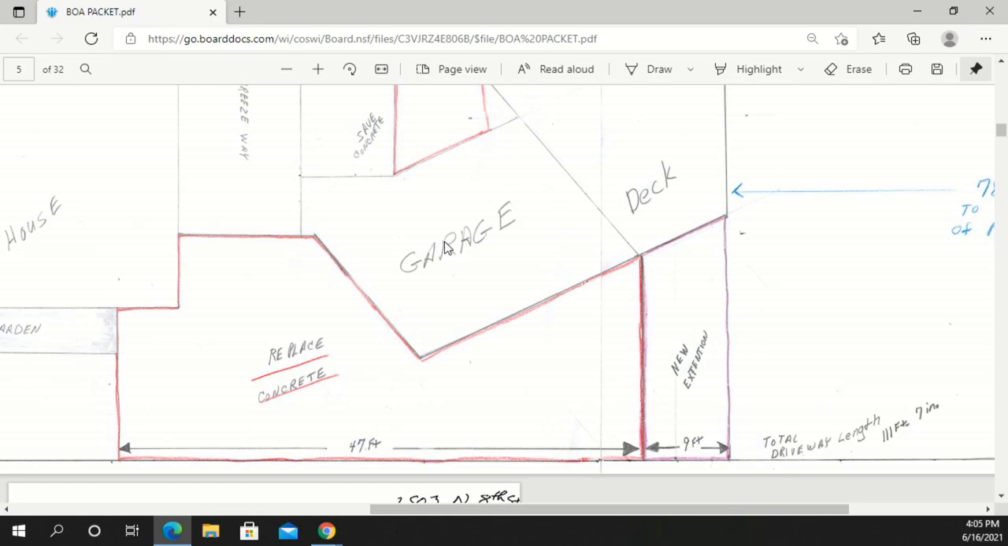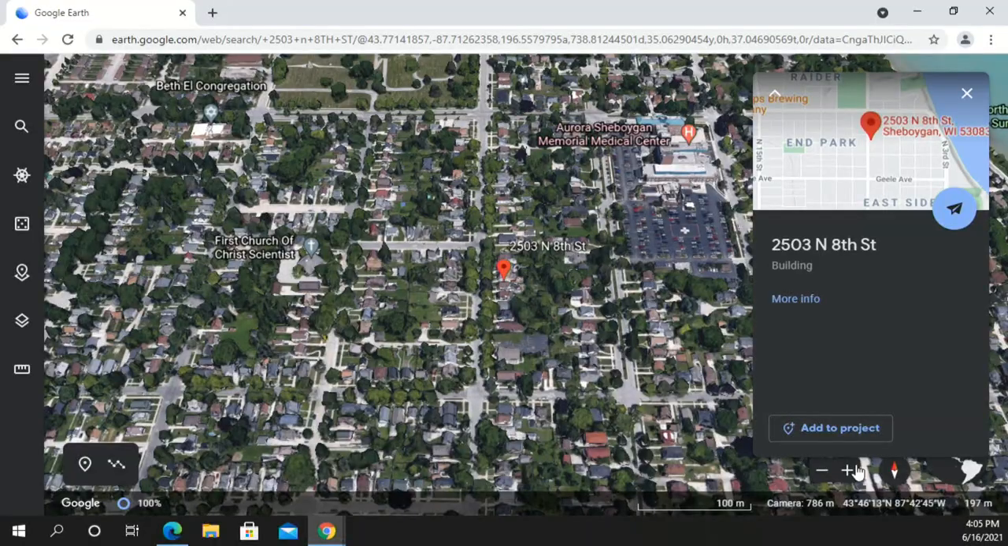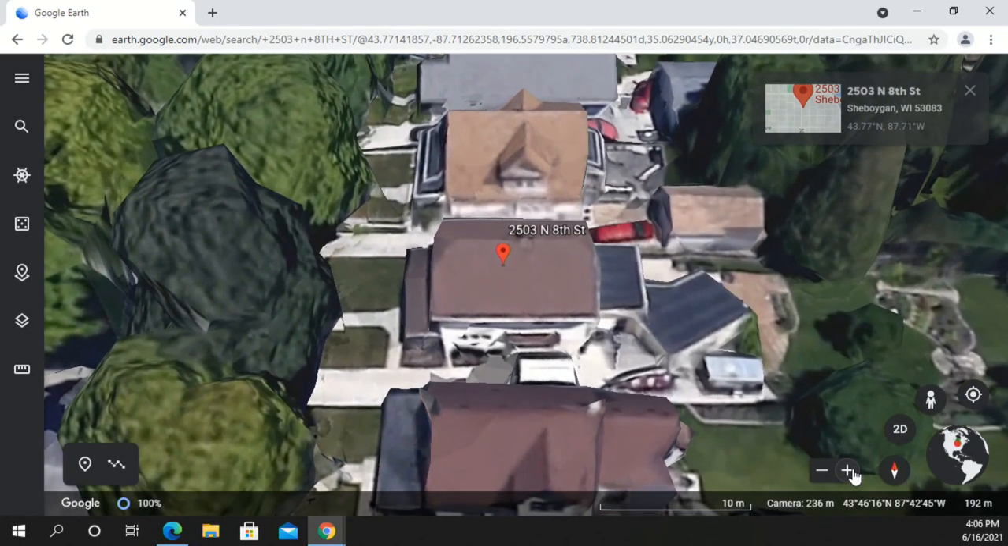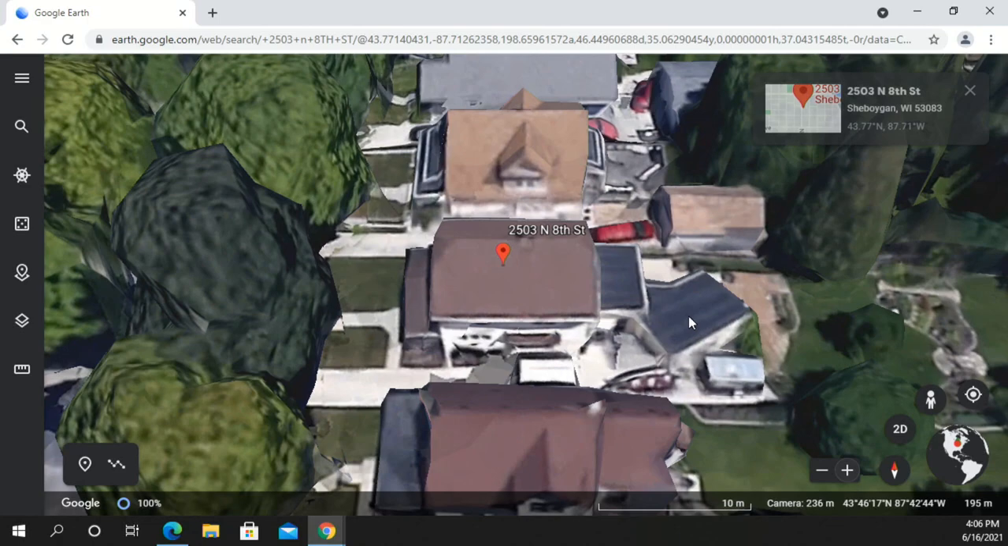Would the driveway take up more than 50% of your yard, meaning grass? No. From the end of the driveway, the lot is 180 feet deep. From where the driveway will end with the extension to the very back of the yard, that would be an additional 75 feet. Okay. Any other questions?